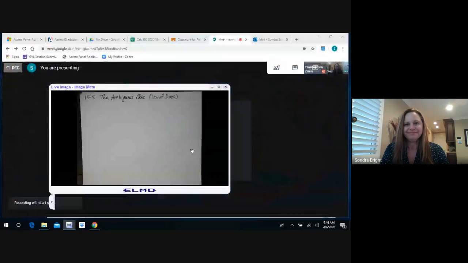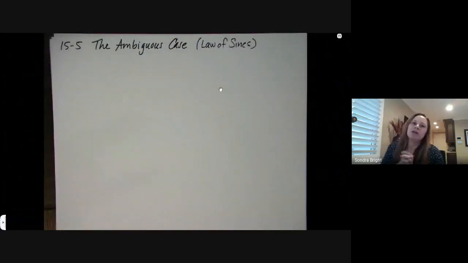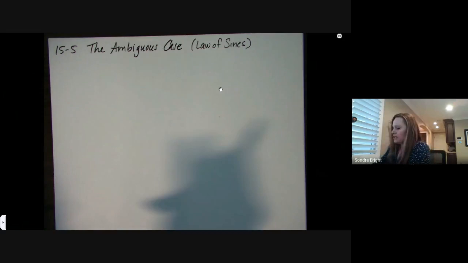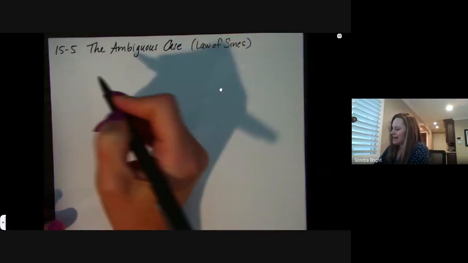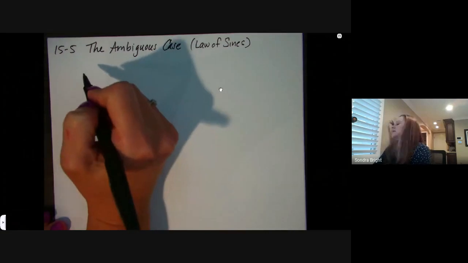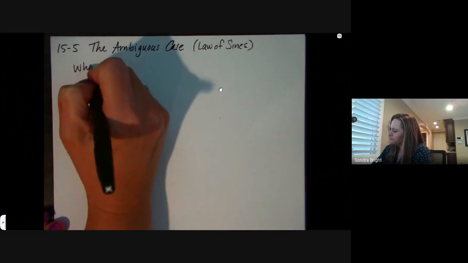Okay, so we learned in the last lesson about law of sines, but I only gave you the kind where you were given two angles and one side. Today, we're going to do another type, which is called the ambiguous case. That is when you're given two sides and an angle, but not the side-angle-side one. Instead, you're given side, side, angle.